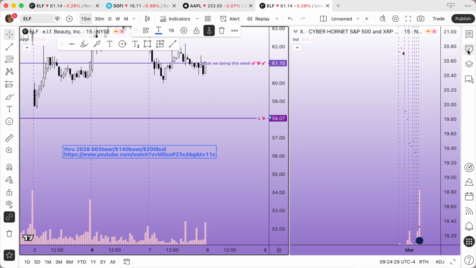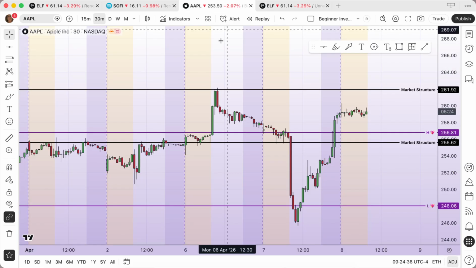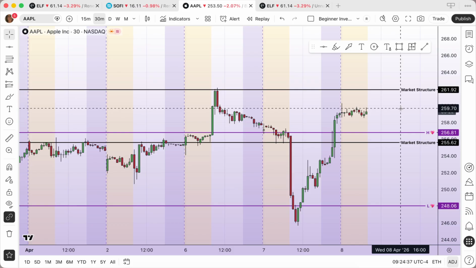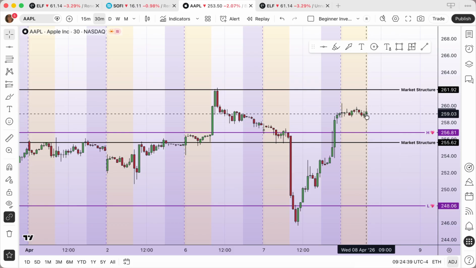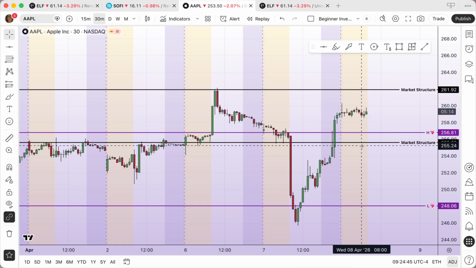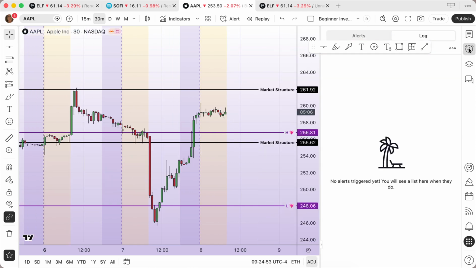Sometimes you're looking at an asset and you say, you know what, if Apple gets to, let me just get into Apple. All right, so Apple's currently trading at about 259. So let's say you say, I want Apple, but only if it gets to 255. If it comes back down to market structure at 255, I want to buy $50. So what you can do is set up an alert.